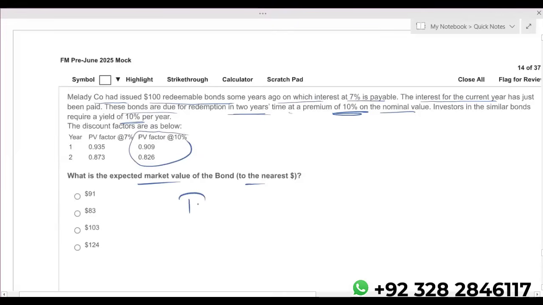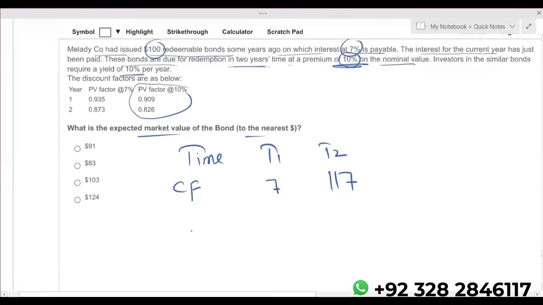So very easily we can calculate the market value. T1, T2, because now only 2 years are left till maturity. Cash flows. Par value into 7% is 7. In the second year, keep watching, it will be 7 plus 110. How did I get this 110? Redemption is at a 10% premium. It means in the second year, the total amount will be 117. Discount factors: 0.909, 0.826.